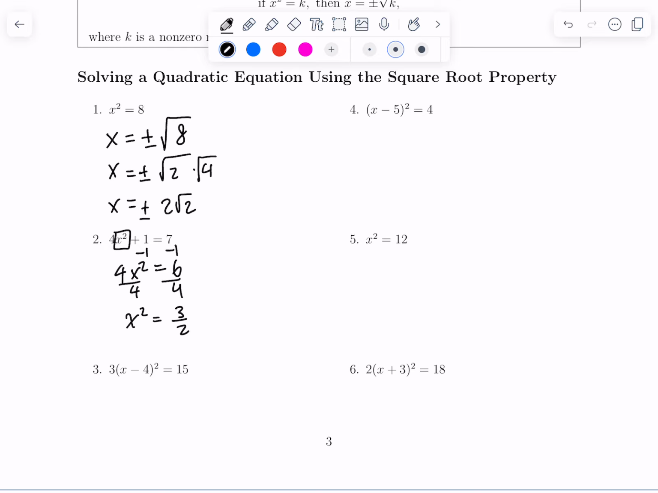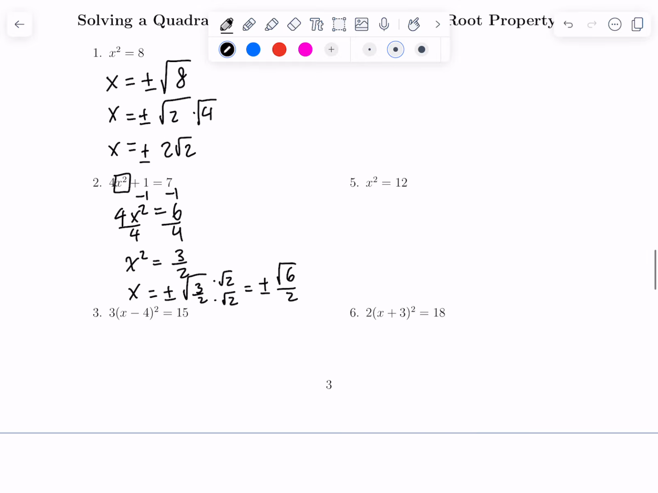And as we said, this time the x squared is isolated on one side of the equation by itself, so we're going to take the square root on both sides. So x equals plus and minus the square root of 3 over 2. And this is a fraction, so we're going to simplify this a little bit. If I multiply the square root of 2 on both the top and the bottom of the fraction, we will get plus and minus the square root of 6 over 2. And this is our final solution.